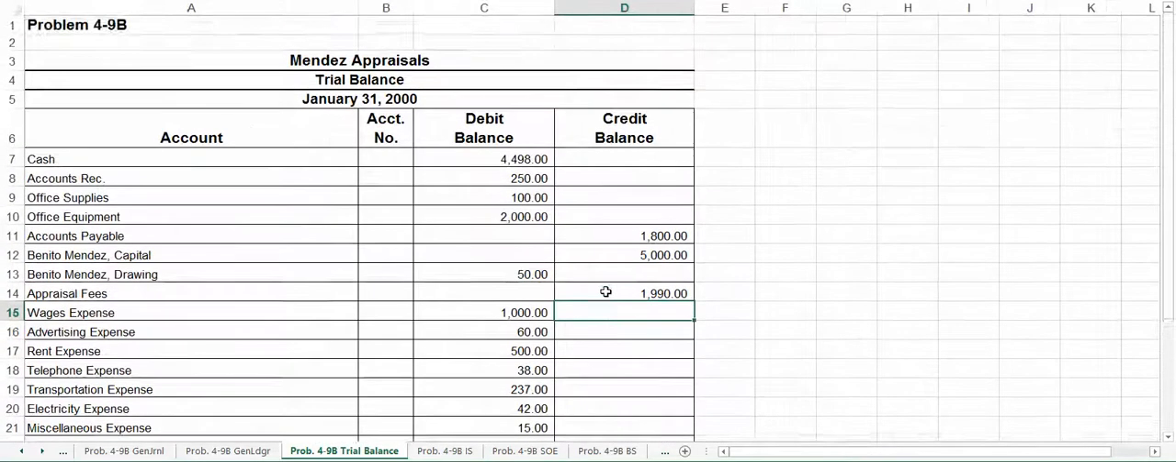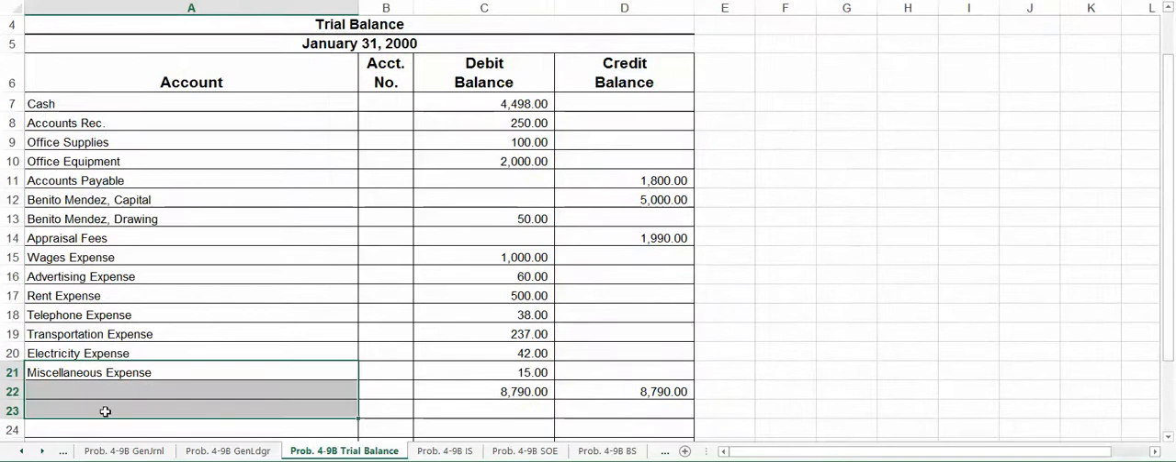We do balance. On the next video, we will take this information from the trial balance and start the financial statements. If you have any questions so far, let me know and have a great day.